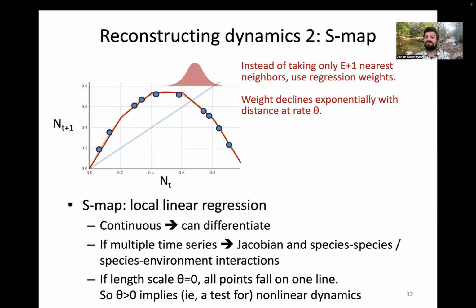I should also say that this theta, which governs the weights, that length scale, is a kind of test that we can use to ask whether we have nonlinear dynamics in the system. If theta is 0, then all the points for any N(t) get equal weight, which means all the points fall exactly on a line. So there's no nonlinearity at all.